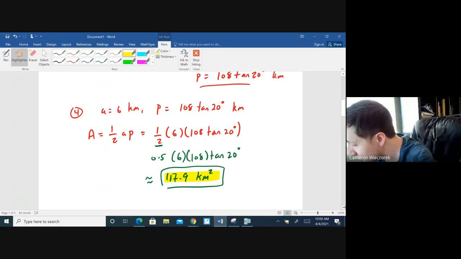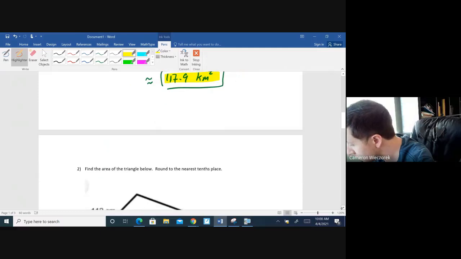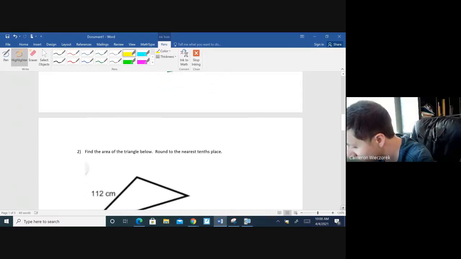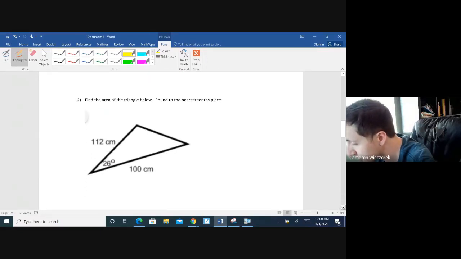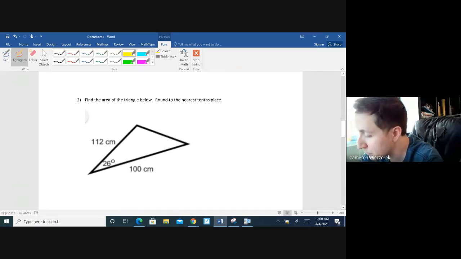If you need to keep going, if there were other ones you missed, keep watching. If that was the only one you missed, you can stop watching the video. Number 2, this one's a little bit shorter. Find the area of the triangle below, round to the nearest tenths place.